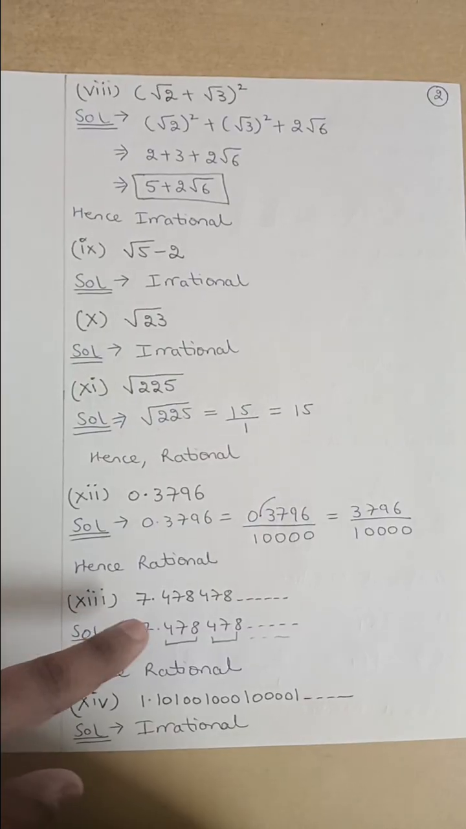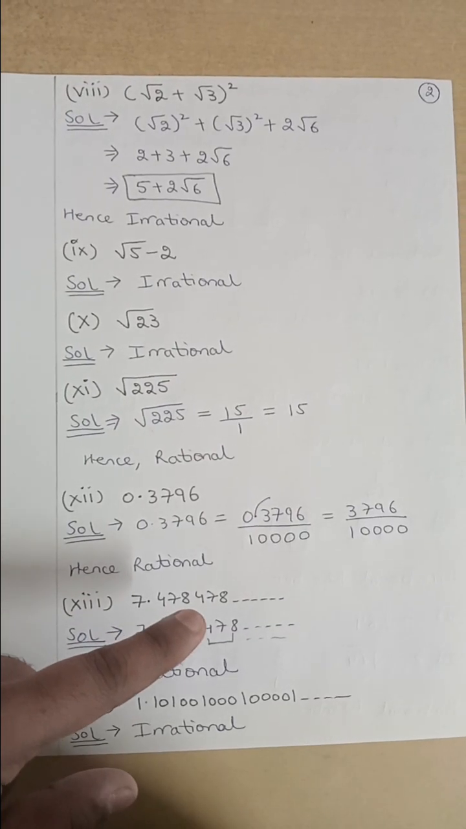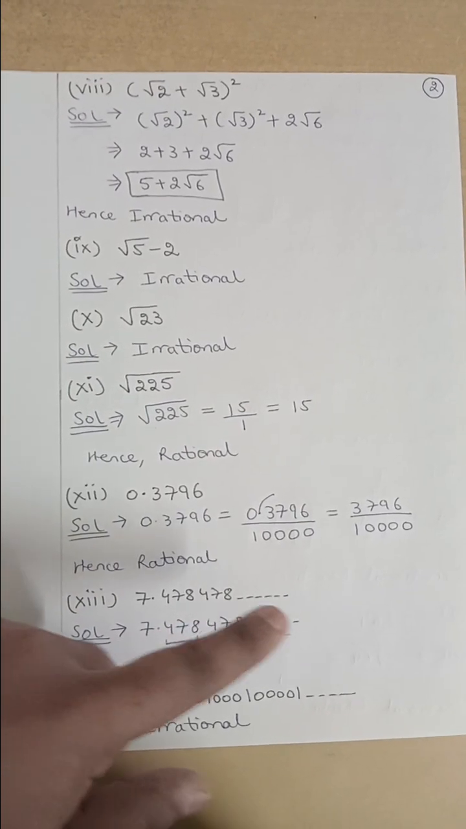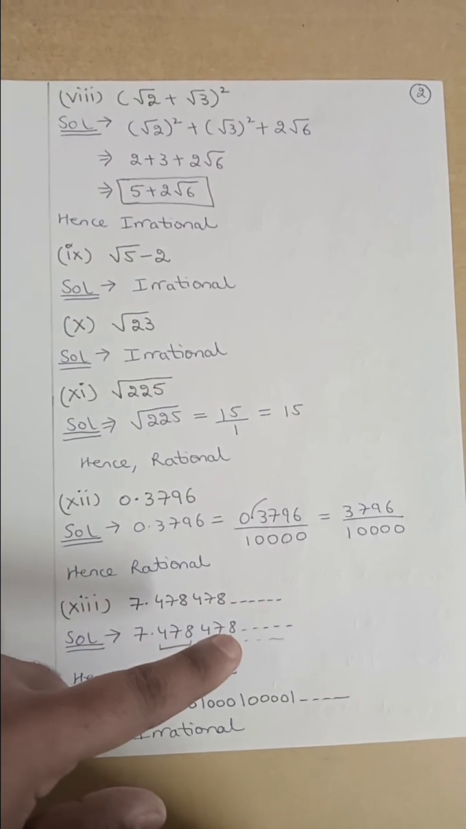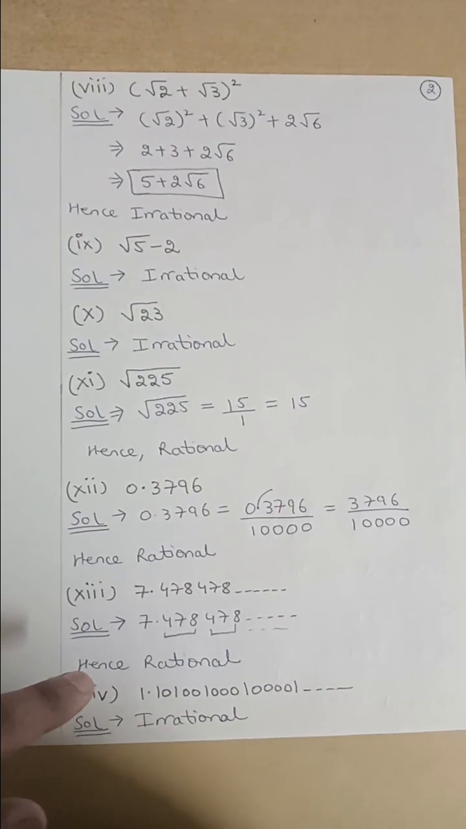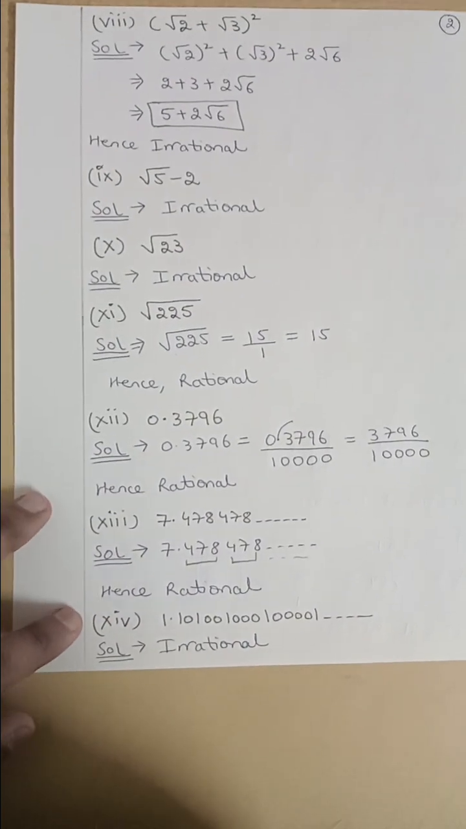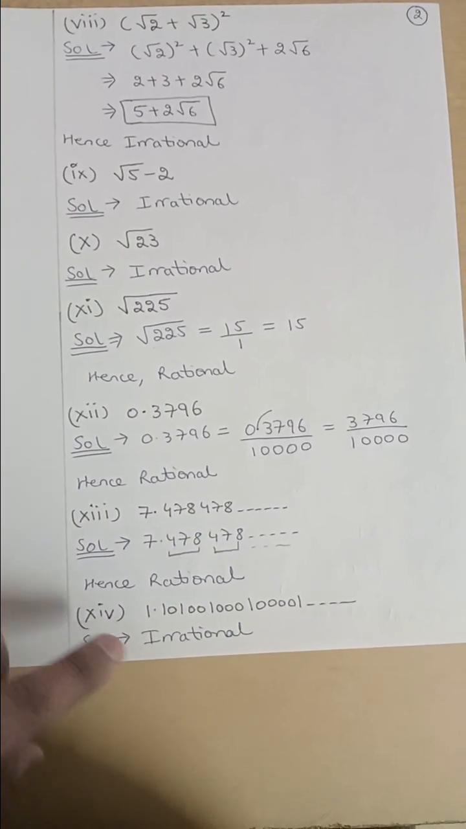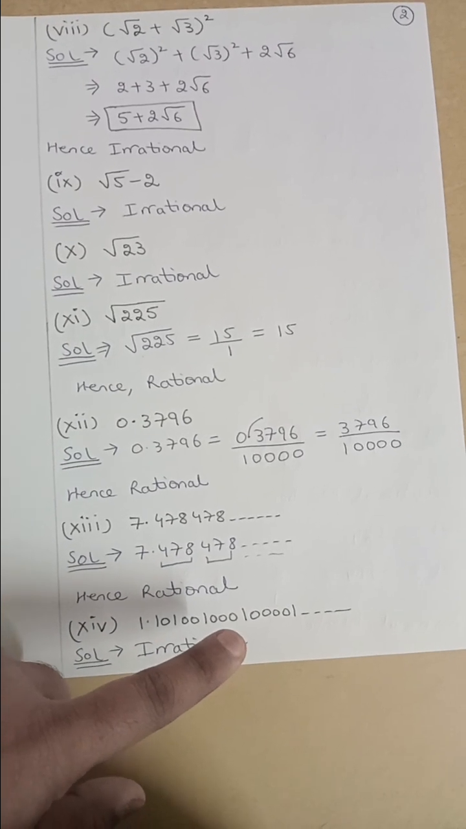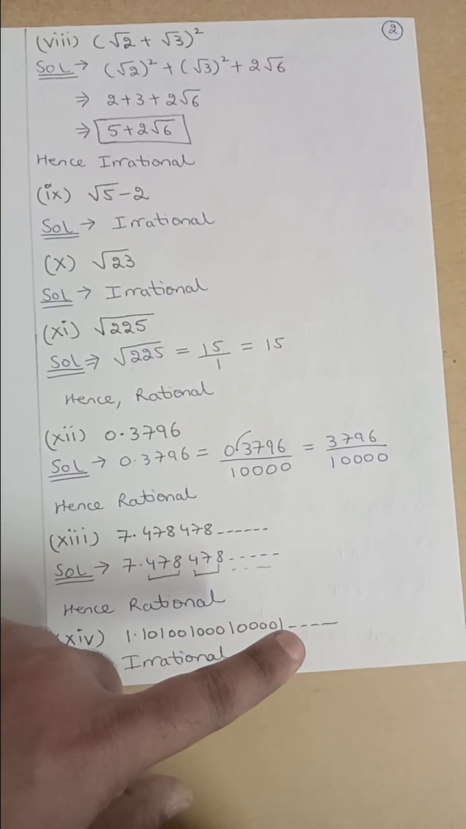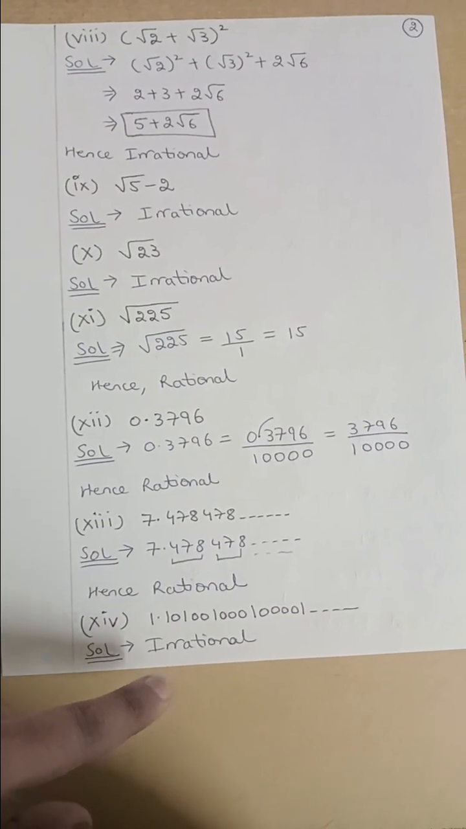13th, 7.478478 goes till infinity. We can see 478 is repeating again and again, hence it is rational. 14th, 1.1001001000 and so on. It is also irrational.